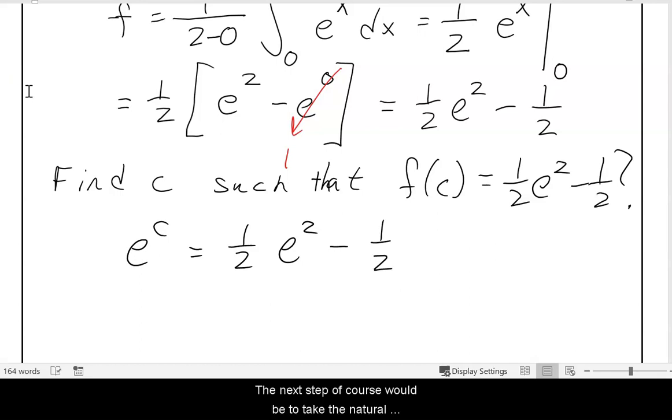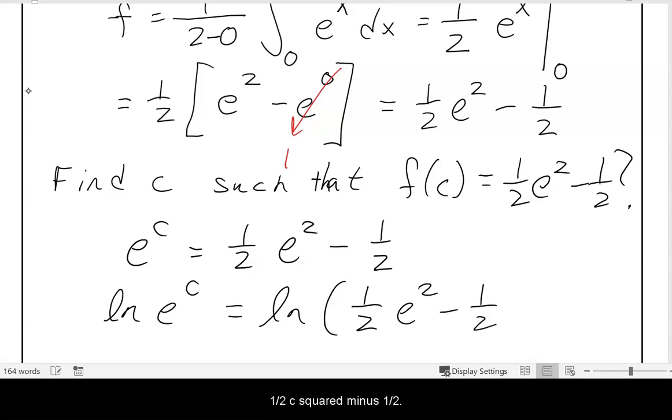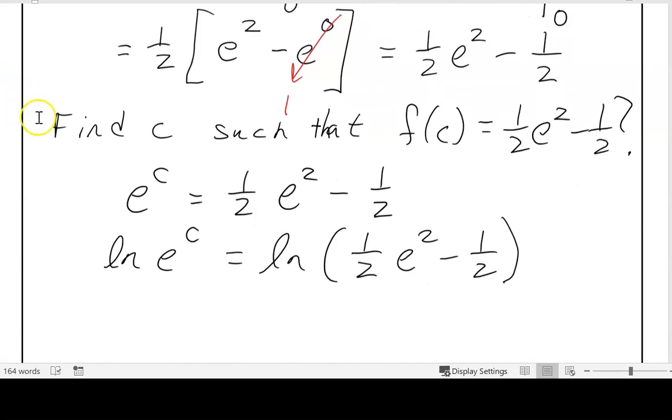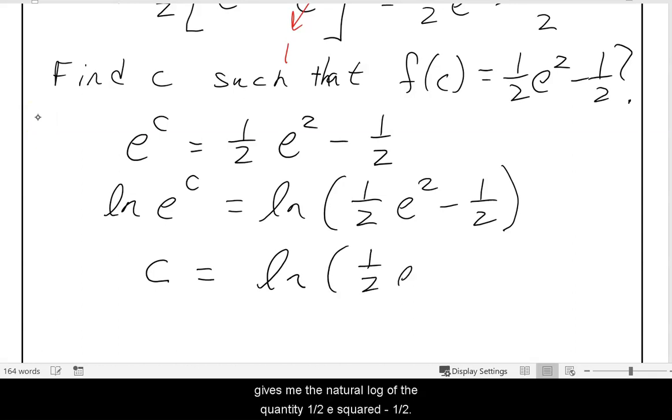The next step, of course, would be to take the natural log of both sides so that I could solve for c. To take the natural log, I would apply it on both sides of the equation since it's a 1-to-1 function. This would give me the natural log of the difference, 1/2 e squared minus 1/2, and the natural log of e to the c. The natural log of e to the c is of course just c, which gives me c equals the natural log of the quantity 1/2 e squared minus 1/2.